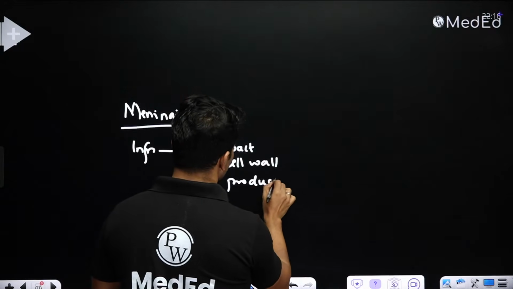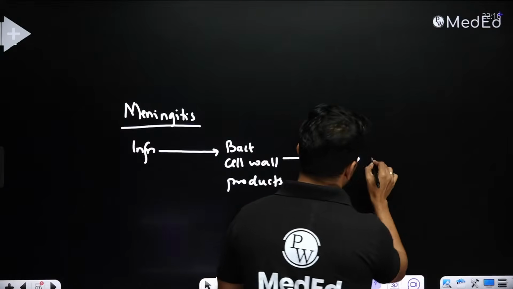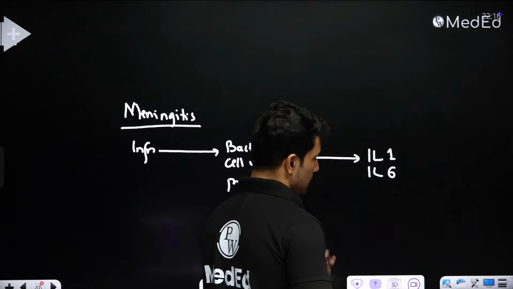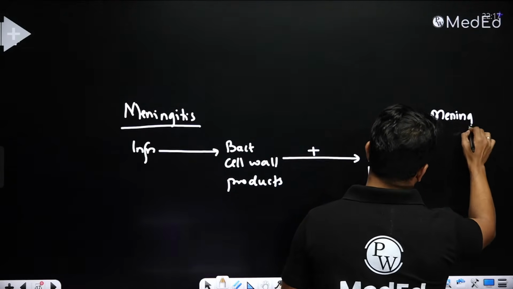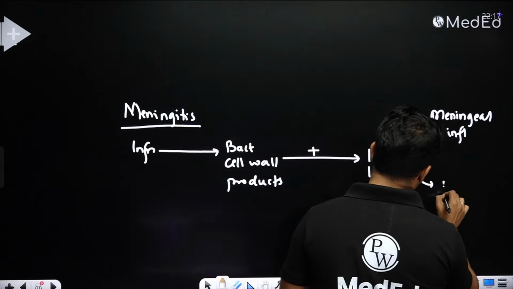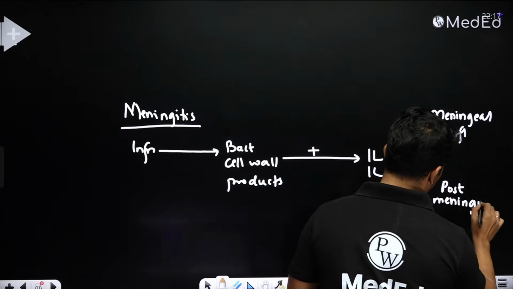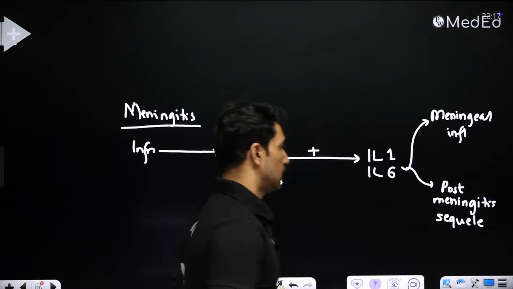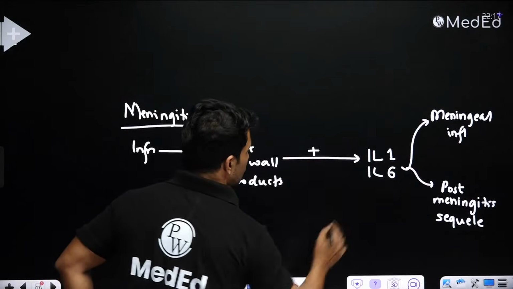Our immune system recognizes the cell wall products, and the cell wall products now trigger our immune system to produce inflammatory cytokines like interleukin 1, interleukin 6 and so on. On one side they cause meningeal inflammation, that's what we call meningitis, and on the other side they cause the post-meningitis sequelae, meaning they also cause inflammation of the neurons, and that causes the damage. So the first thing we should actually give is not antibiotic.